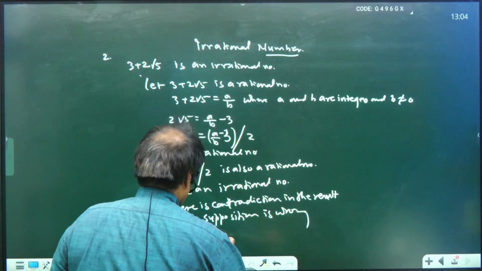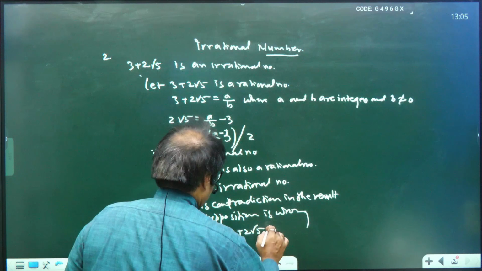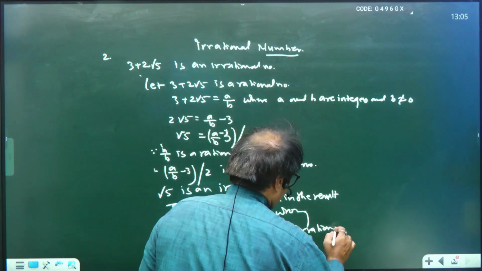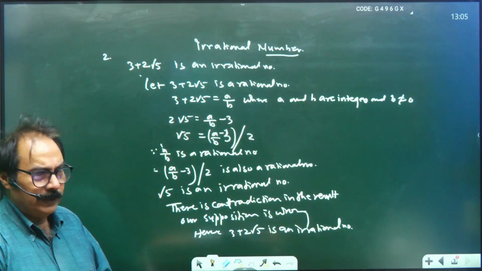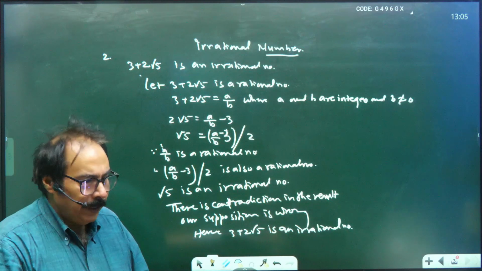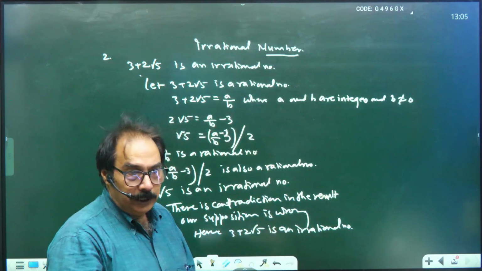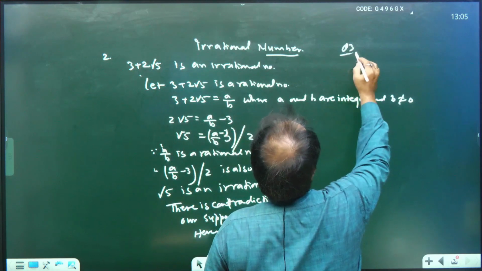Hence 3 plus 2 root 5 is an irrational number. Okay. So in this way we can solve the case of plus, the case of minus, the case of multiplication. I am taking one question of multiplication, that is question number 3, second part.